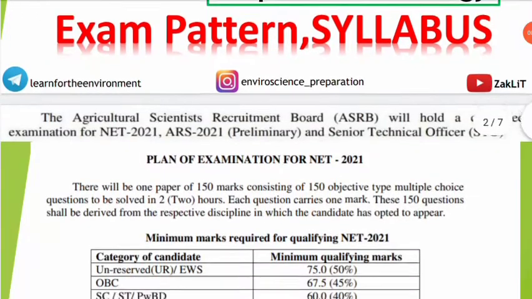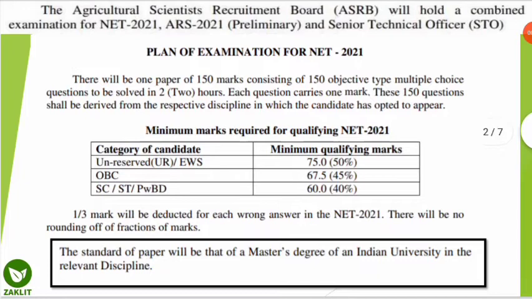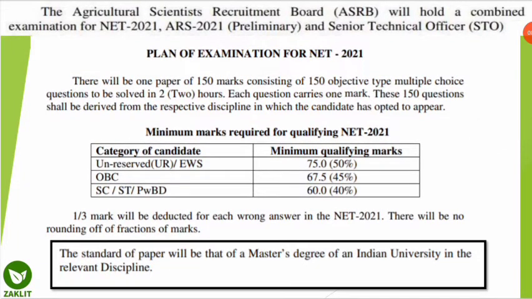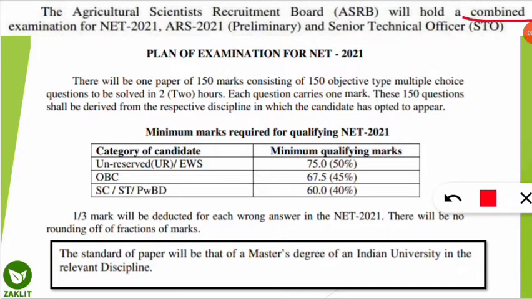So if you have applied for the ARS or ARS NET, then we have to give a single exam. Yes, the combined exam will be conducted as it is mentioned. It will be a combined exam for the year 2021 and also for the ARS preliminary. So if you qualify this stage, then you will go for the mains and interview part if you are applying for ARS. Otherwise, if you have only applied for the ARS NET, then this is the only exam.